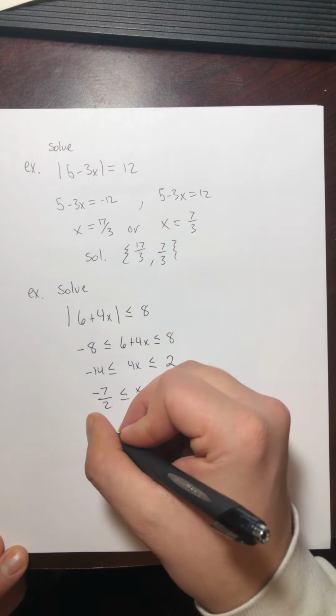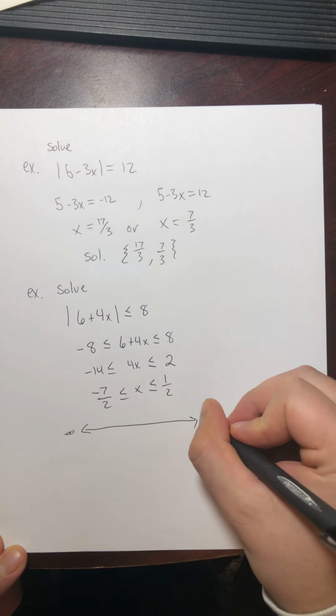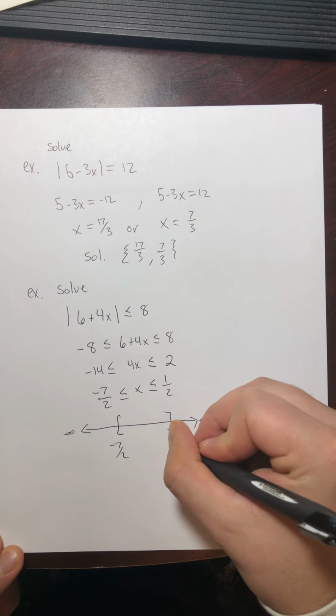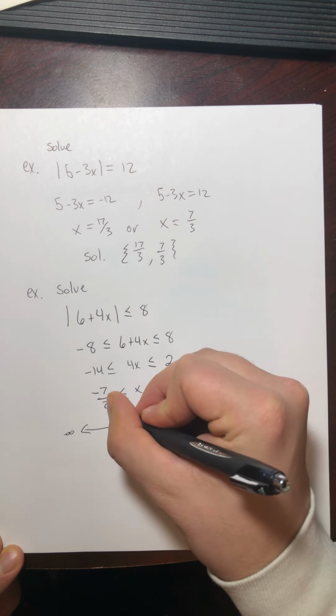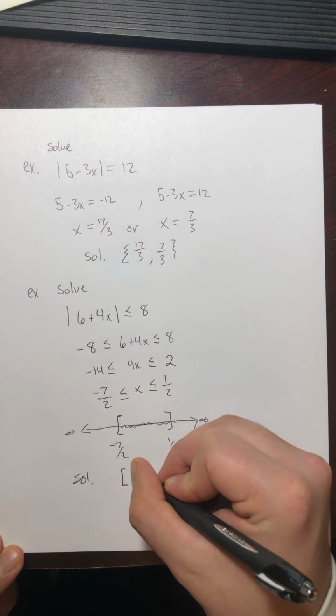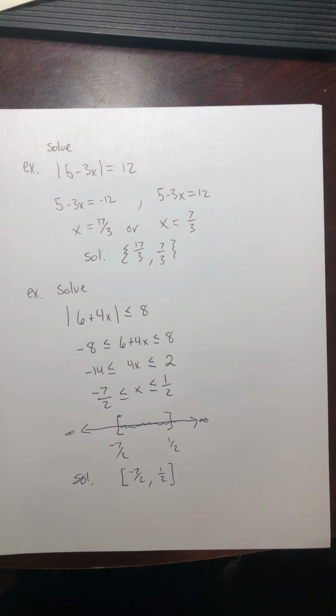We can plot that on a number line. And this solution has square brackets in interval notation.